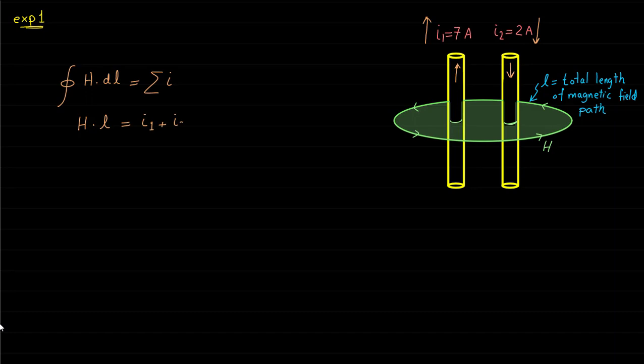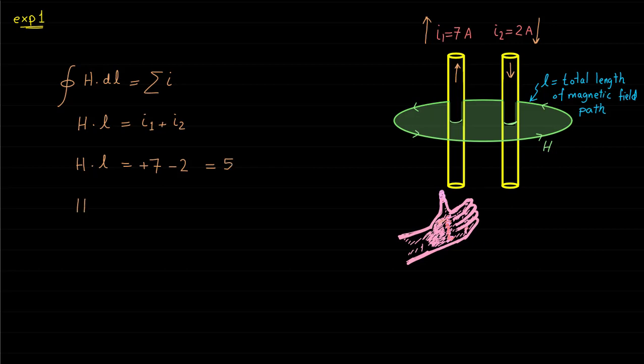The mathematical signs of the currents are determined based on the right-hand rule. The sign will be positive if the current direction matches the right-hand rule, and negative if the current direction opposes the right-hand rule. Therefore, the result will be H times L equals positive 7, negative 2, equals 5. Therefore, H will be equal to 5 over L, and the unit is amperes per meter.